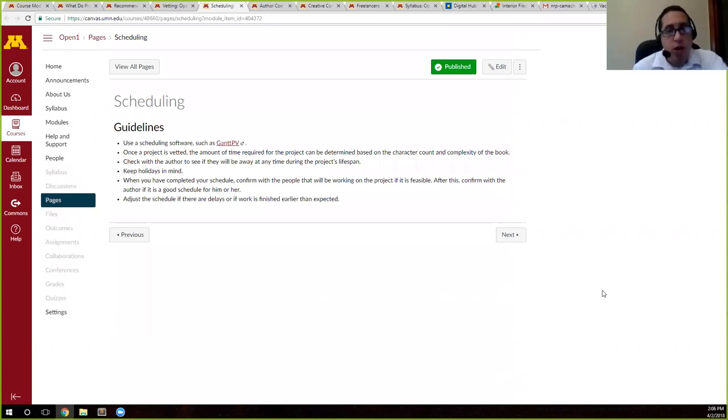Once a project is vetted, you'll have time estimates, or an idea of how long something will take. And what you have to take into account is two things. Calendrical time, which is how much time something will take, including holidays, weekends, and possible sick days for people. And then the actual effort that whatever task, be it copy editing, typesetting, and so on, might take.